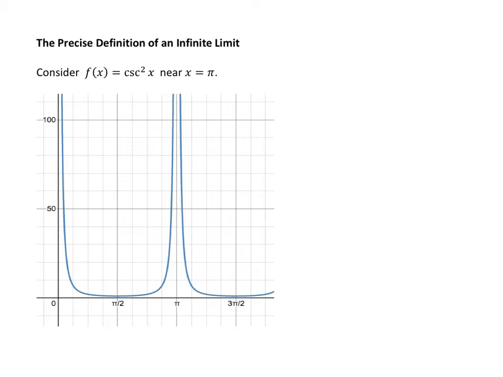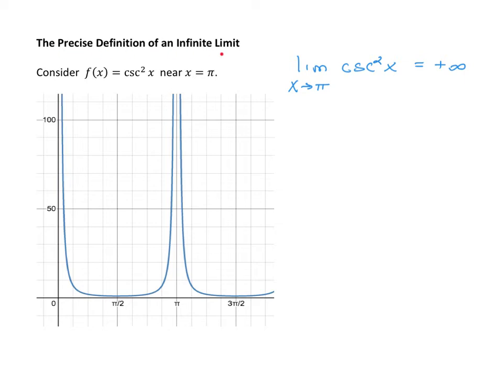For this example, let's consider the function f of x is equal to cosecant squared of x. So here's its graph, and if we're near pi, it looks like there is a vertical asymptote in the graph. In fact, in terms of limits, the limit as x approaches pi of cosecant squared of x is equal to positive infinity.